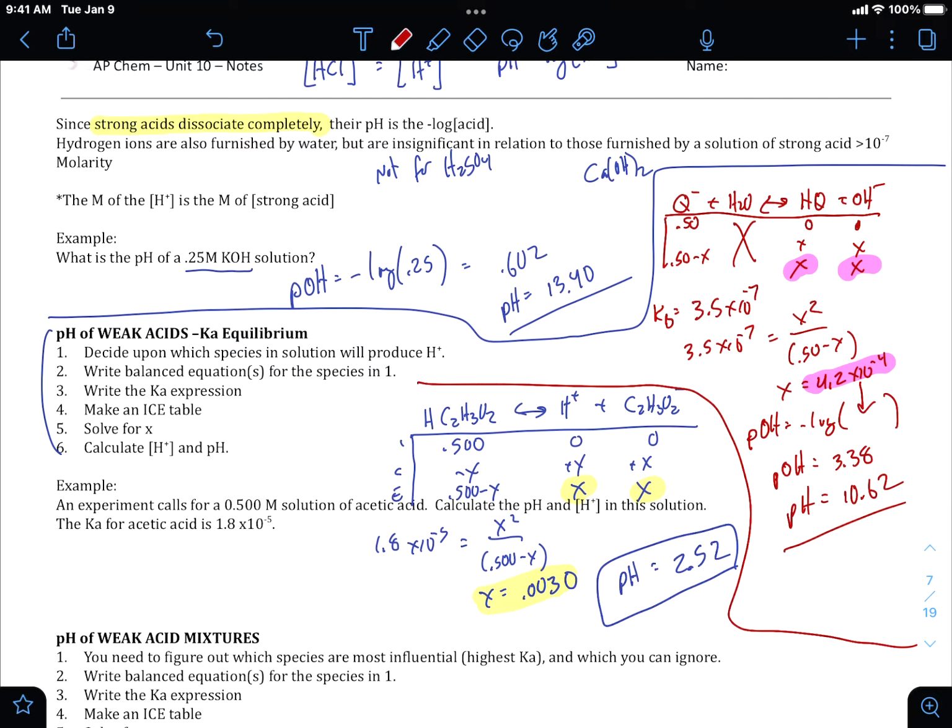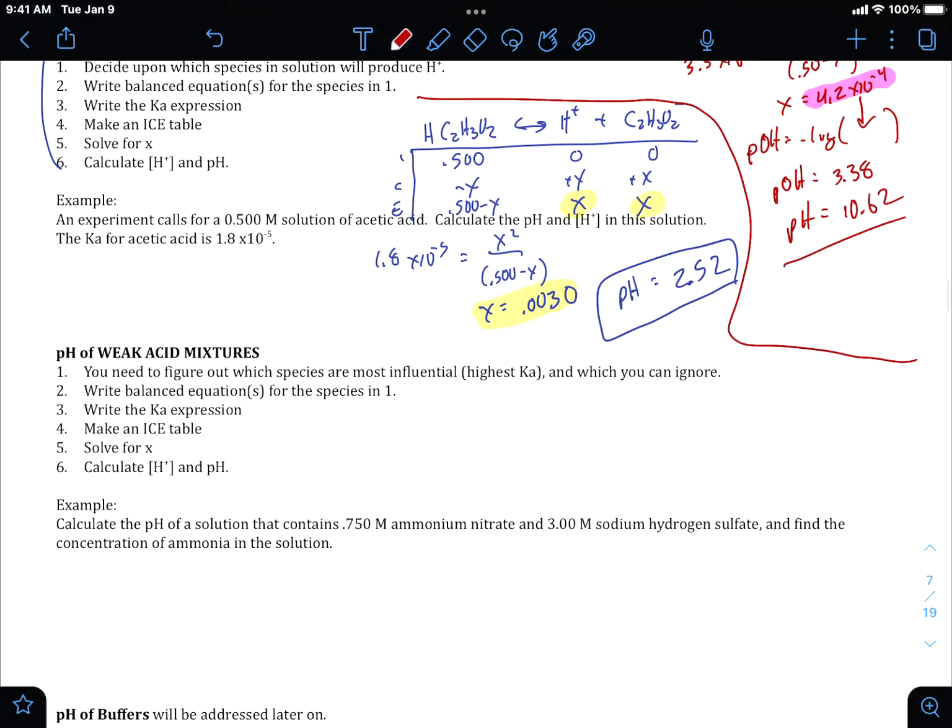Okay, weak acid, weak base equilibrium. It's just an equilibrium problem with a pH problem tacked on at the end. Okay, so this is stuff I think that you're fairly comfortable with, right? So let's move on.